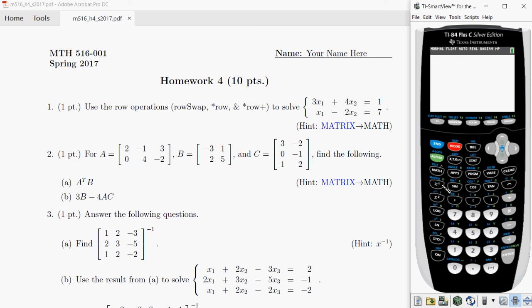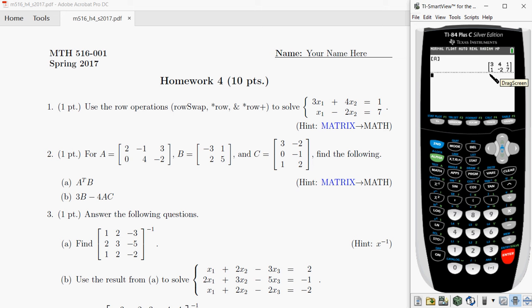Then we can see what's in there. So matrix, and this time I'm just going to click 1, then hit enter. So we have matrix A as 3, 4, 1, 1, negative 2, 7. What we want to do is get 1 here instead of 3, 0 here instead of 1, and 1 here instead of negative 2, and a 0 here instead of 4.